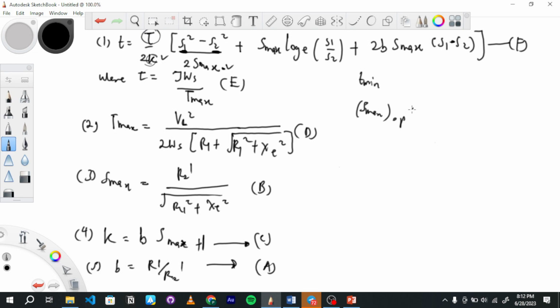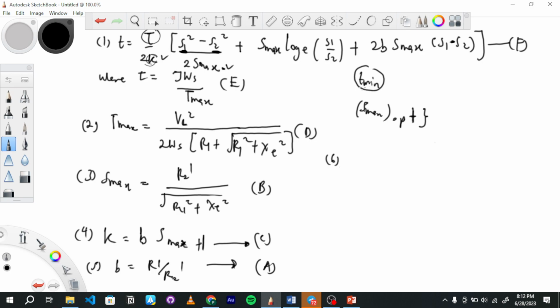You see, optimization is like, if you're trying to optimize cost, you're finding the lowest cost. You optimize cost, you need lowest cost. If you are optimizing profit, you find the highest profit. So optimization deals with finding maximum or minimum things. So I'll find some S max optimum, the optimum value of S max that will give me the minimum time. So my S max optimum can be my sixth formula.